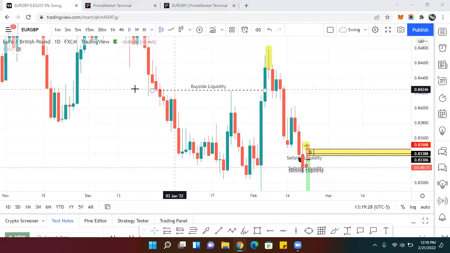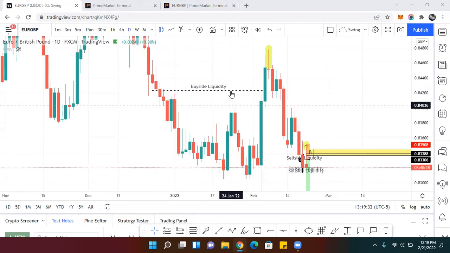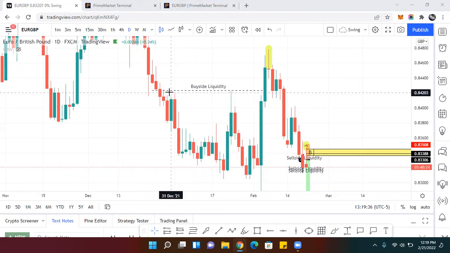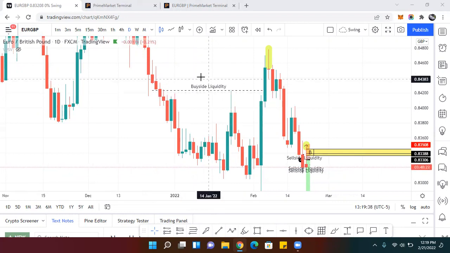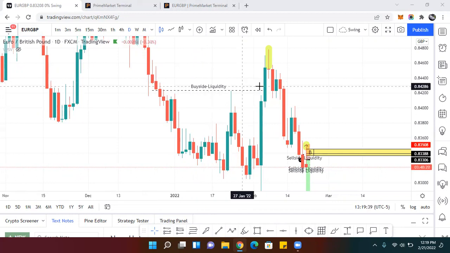Perfect. Okay. So this is buy side liquidity, all the way up to this wick right here. Drop a one in the chat box if you can see clearly, just from your own experience, what this buy side liquidity is on the daily.